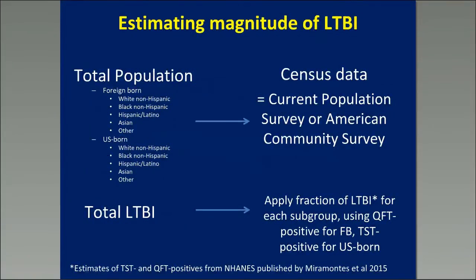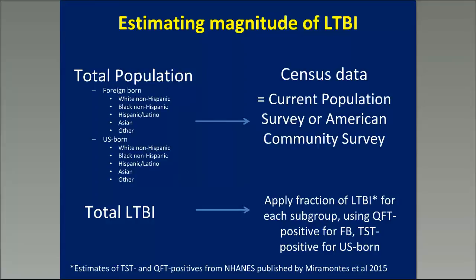So to estimate the magnitude of LTBI, I took this slide from Penn and Berry, who basically applied the LTBI prevalence estimates from the recent study published by Rocky Miramontes and his CDC colleagues. He applied the various prevalences by nativity and race ethnicity across the estimated population of California using, to be honest with you, I don't remember, either the Current Population Survey or the American Community Survey. There are different pros and cons to using those, but they're both census data products that are useful for identifying denominators and understanding the populations underlying our TB cases.